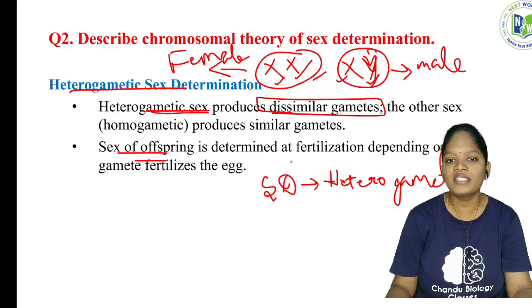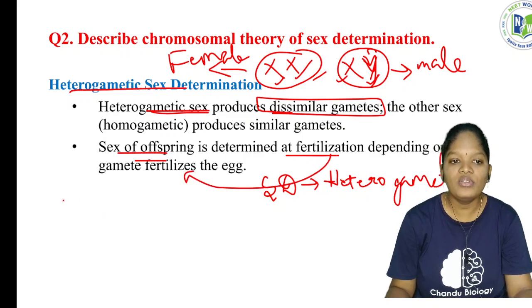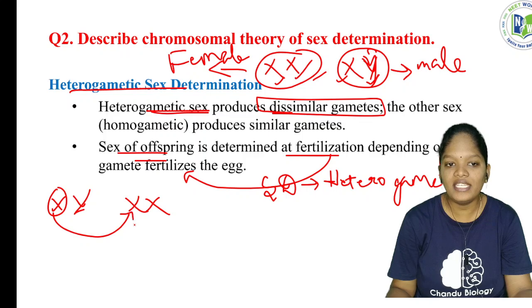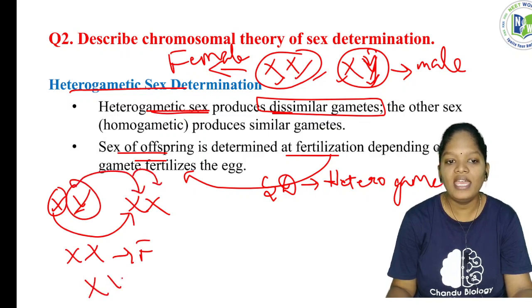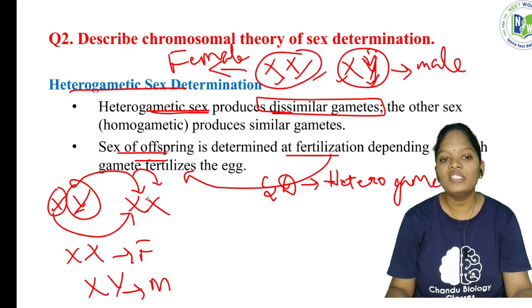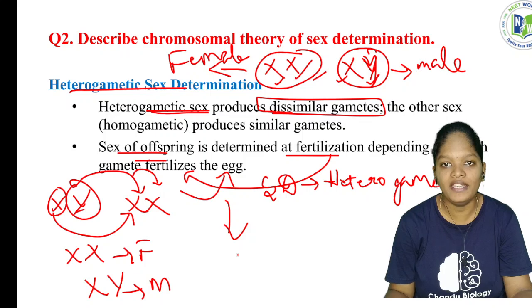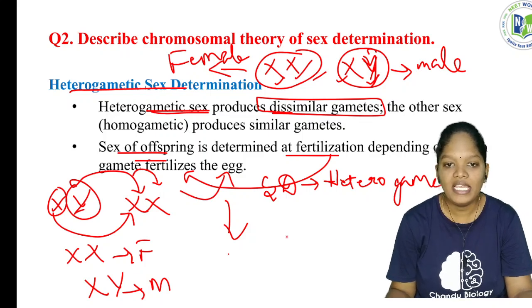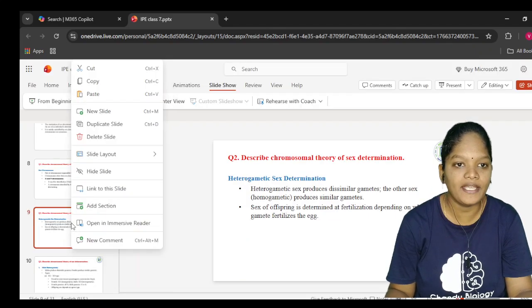The sex of the offspring is determined at fertilization, depending on which gamete fertilizes the egg. Consider these organisms, XY and XX. If X fuses with another X, it gives XX, that is female. If X fuses with Y, it gives the heterogametic male. So the sex is determined by which gamete fertilizes the egg. Now let me explain in detail.